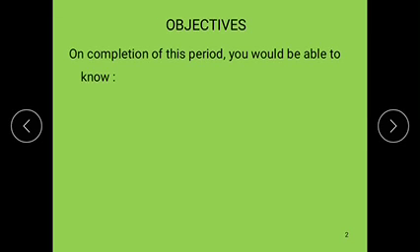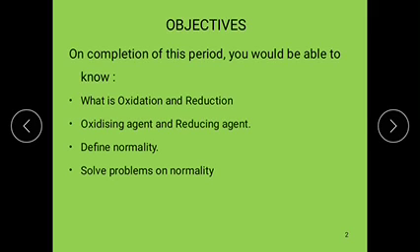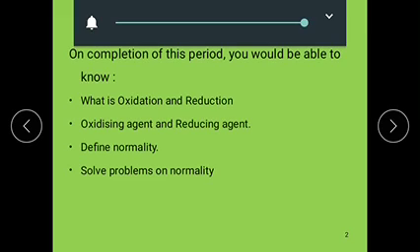On the completion of this period, you would be able to know what is oxidation and what is reduction, what is the oxidizing agent, what is the reducing agent, the definition of normality, and solve problems on normality.